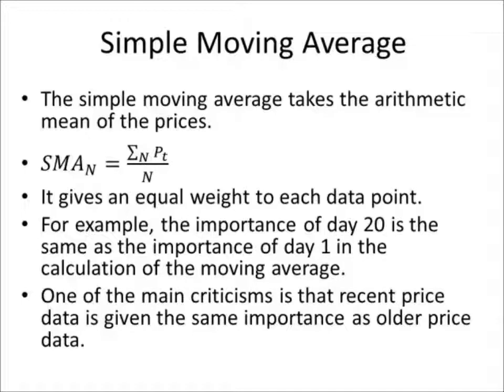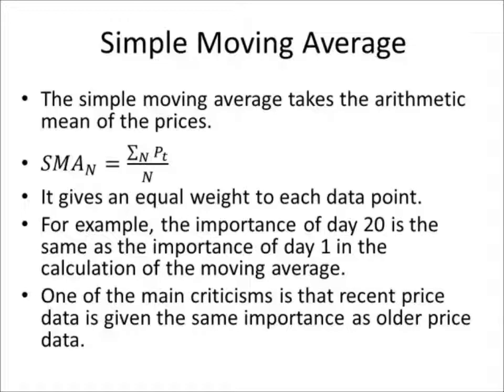With the exponential average, we give more weight to more recent data. And that's really the difference. Simple moving average gives equal weight to each point, whereas the exponential moving average gives more weight to more recent points. So the more recent the data is, the more weight it gets.